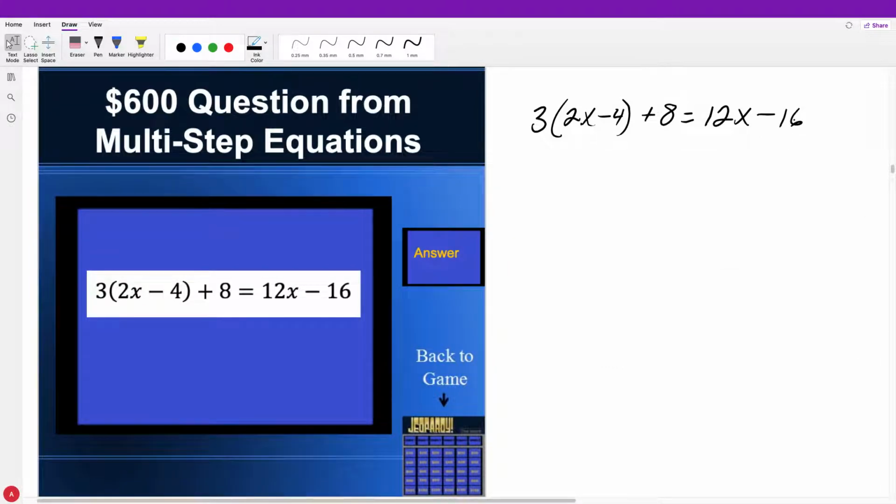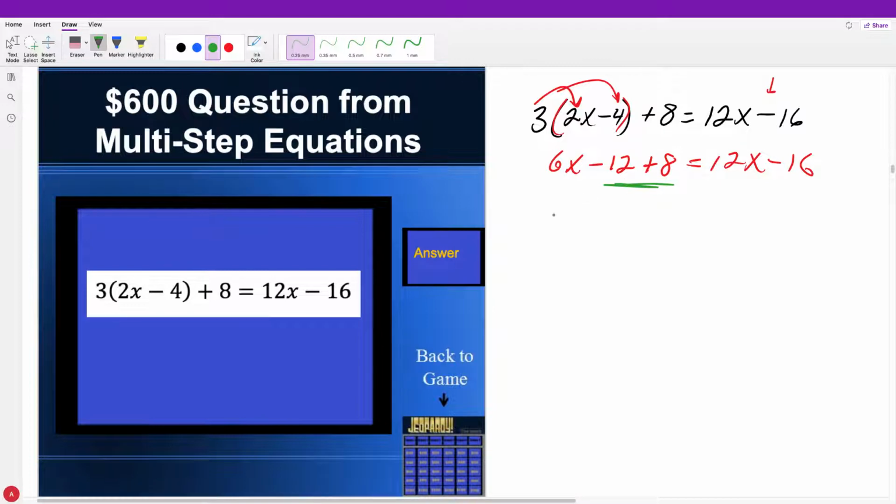All right, for this one, we're solving multi-step equations. The first thing we need to do is simplify as much as we can on each side of the equation. There's nothing to simplify on this side, but on the other we have parentheses, which means we need to distribute the 3 in. So we get 6x minus 12 plus 8 is equal to 12x minus 16. I have 2 constants here, so I can combine them and get 6x minus 4 is equal to 12x minus 16. Now that I've simplified everything as much as I can, I need to move my variables to one side of the equation and my constants to the other.